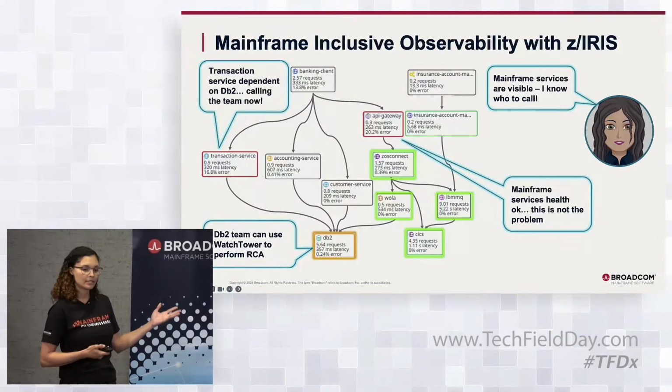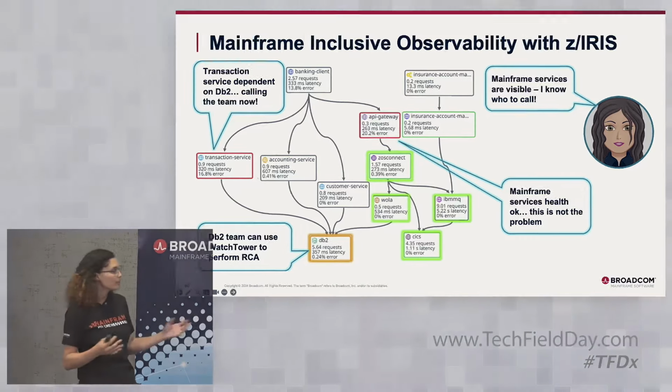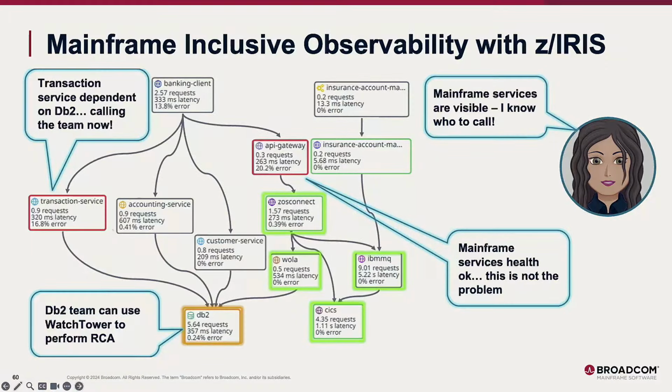What does that mean? Let's look at the new service map with WatchTower Z-Iris. Kelly is very happy now because she can actually identify that from that banking client down in transaction service, that is not the end of the road. Transaction service is actually using DB2 on the mainframe, and it's doing that through JDBC. And so what the WatchTower platform is providing her is already with that relationship indicator, as well as the key performance indicators we need to understand the health of DB2.